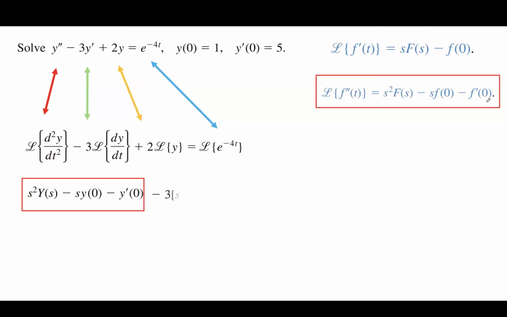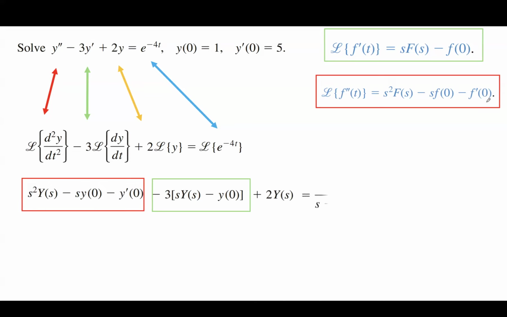Minus 3 times the Laplace of y prime is s Y(s) minus y(0). This is basically following the formula that we introduced. Plus 2 times Laplace of y, which is nothing but Y(s). And on the right-hand side, you have Laplace of e to the power negative 4t, which is 1 divided by s plus 4. Very good.